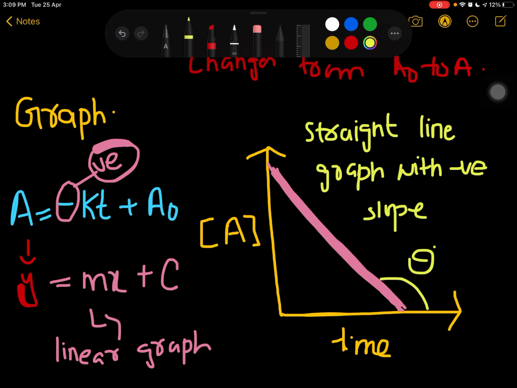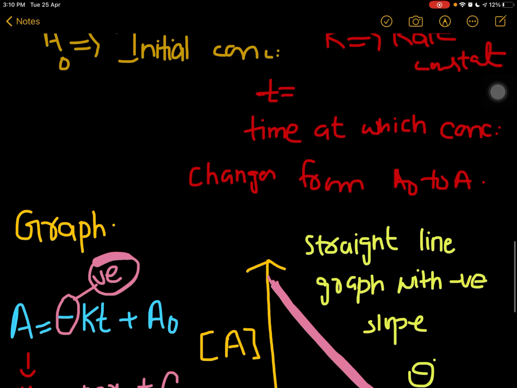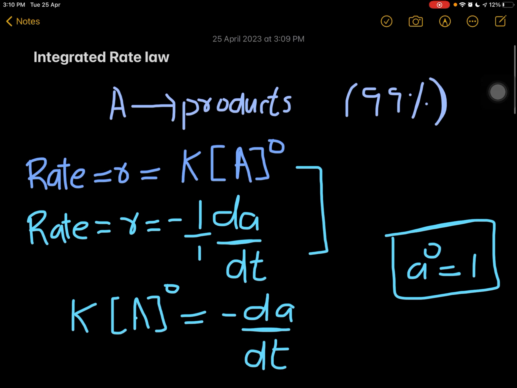So I hope this is clear to you. If you have any kind of questions, you can ask me in the comment section. We're very glad to answer you guys. If someone asks you what is the graph of a zero order reaction, it is a straight line with a negative slope, because here k, the rate constant, gives a negative slope.